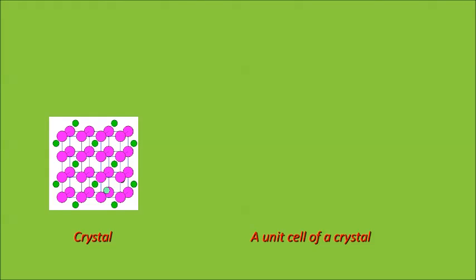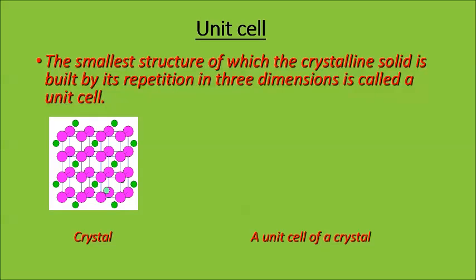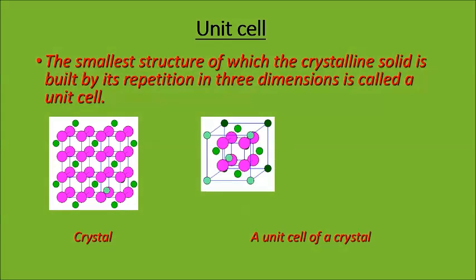Now let's see the unit cell. The smallest structure from which the crystalline solid is built by its repetition in three dimensions is called a unit cell. When we were learning about the crystalline solid, we learned it is a regular and orderly arranged structure. So it is repeated again and again in the entire crystal. That repeated structure is said to be the unit cell. So in this crystal itself, we have a unit cell. We have many unit cells, and this one cube is represented from this crystal.